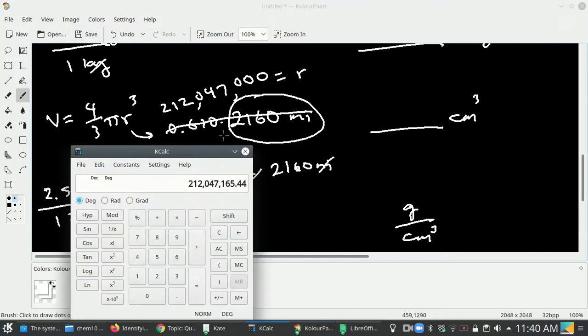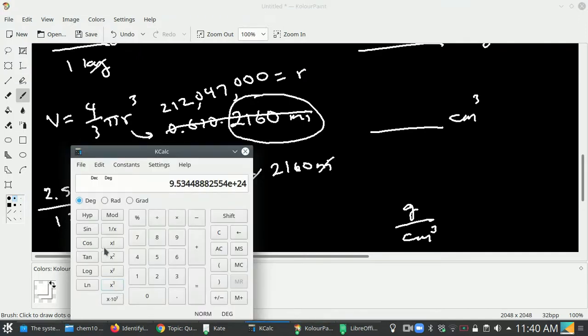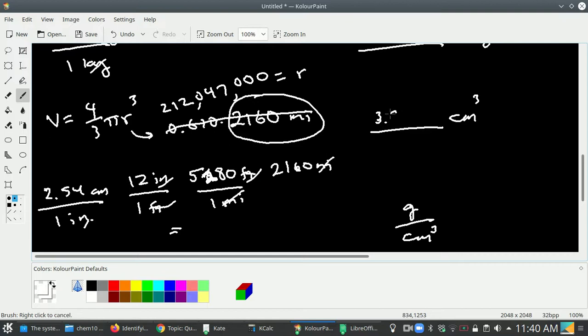I'm going to cube this. So this is going to be cubed. My calculator has a special cubed button. And then I'm going to multiply by pi. My calculator also has a special pi button, I think. Oh well, 3.14159. And then multiply by 4, divide by 3. You see? Multiply by 4 over here, divide by 3. Okay, so that's my volume. So 3.99 times 10 to the 25th.